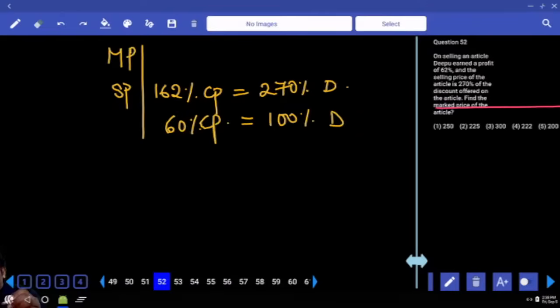Market price will be equal to selling price plus discount offered. Selling price is 162% of the cost price. Discount offered is 60% of the cost price. When you add both, you get 222% of cost price.